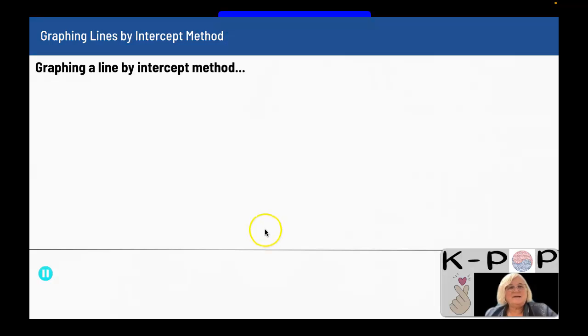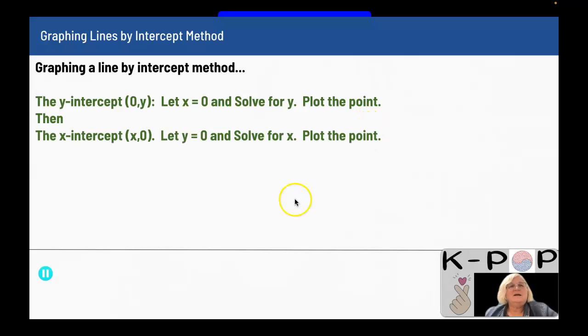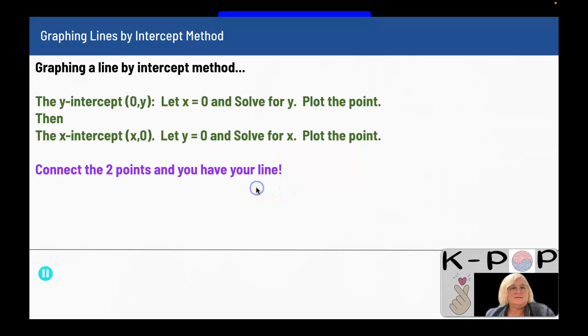So graphing a line by intercept method, the y-intercept is 0, y. Let x equal 0, solve for y. Plot the point. The x-intercept is x, 0. So you let y equal 0, you solve for x, plot the point. Connect the 2 points, and you have your line.